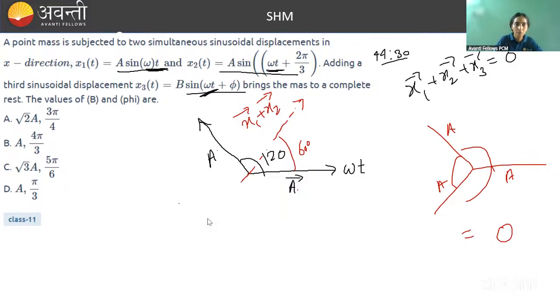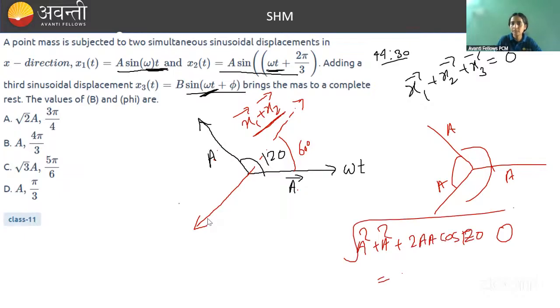Now the third you need to add here, and its magnitude should be equal to the magnitude of x1 plus x2. A और A को आप ऐड करो at 120 degree, you will get A itself. A square plus A square plus 2AA cos 120. This is equal to 2A square minus A square, because cos 120 is minus half, so this is A. Done it? So its resultant is A. It means here also it should be A.